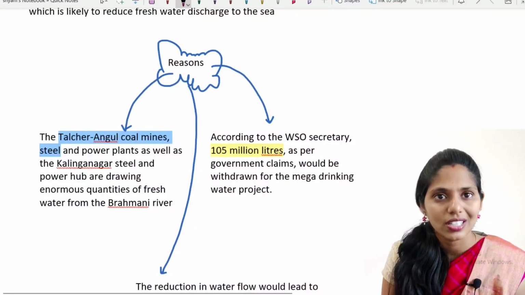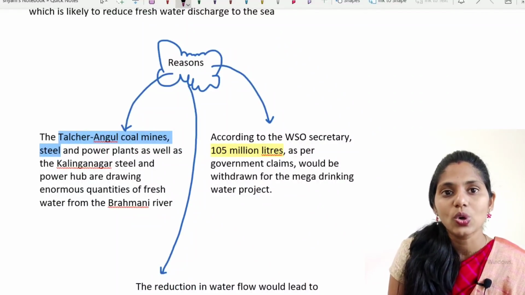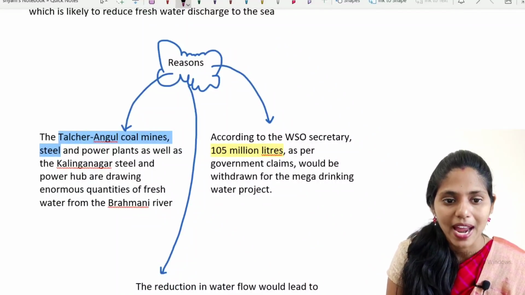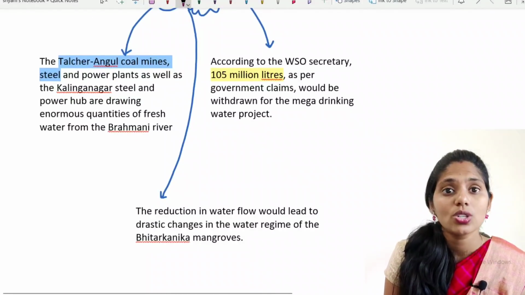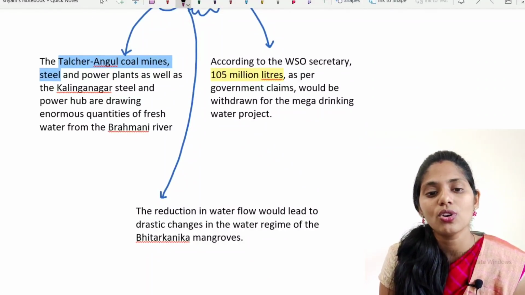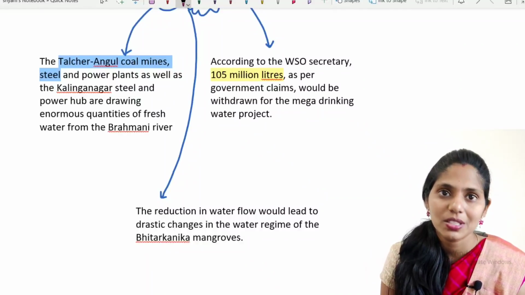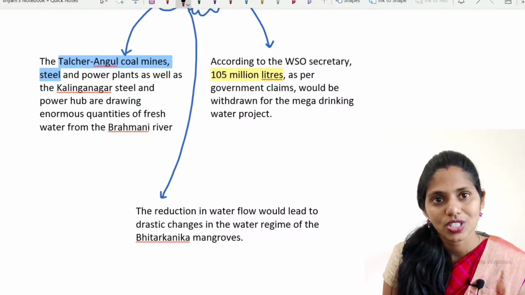So we are talking about reasons. Talcher Angul coal mines as well as some power plants, even Kalinganagar Steel and Power Hub, they are drawing a huge amount of fresh water from this Brahmani river. So this is one cause of concern.